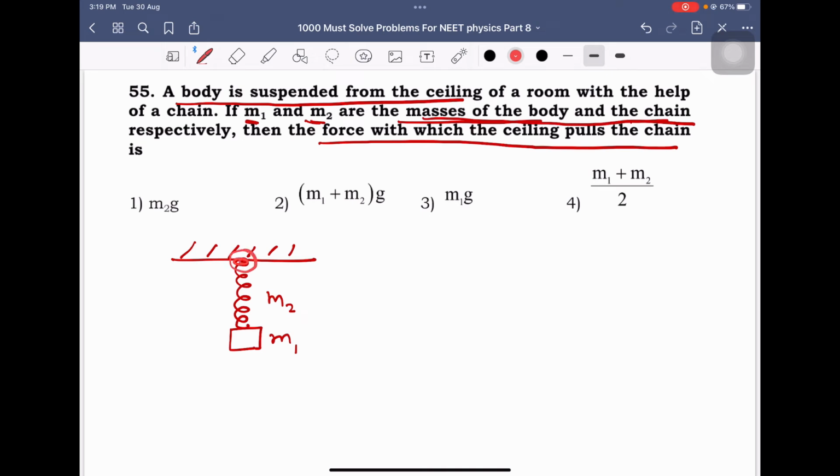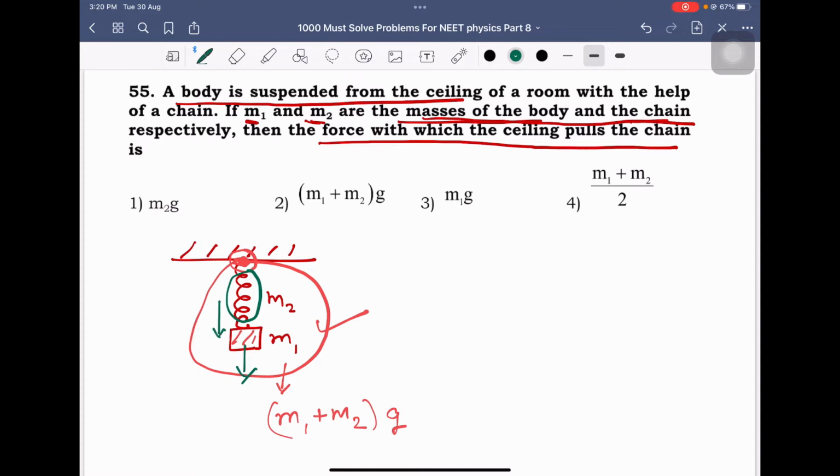At this point, the tension is such that this point has to withstand the weight of m1 and m2. So the net downward force will be equal to (m1 plus m2) into g, because this mass is being attracted with the force m1g, and this mass is also being attracted downwards with the force m2g. So the force with which the ceiling pulls the chain is (m1 plus m2) into g.